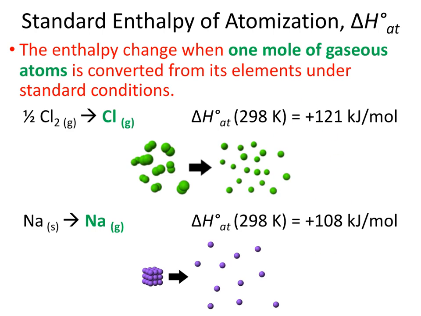So again, pluses mean it's an endothermic process. I need energy to convert from here into here, that's the positive, and I need 121 kilojoules for every mole of this created.